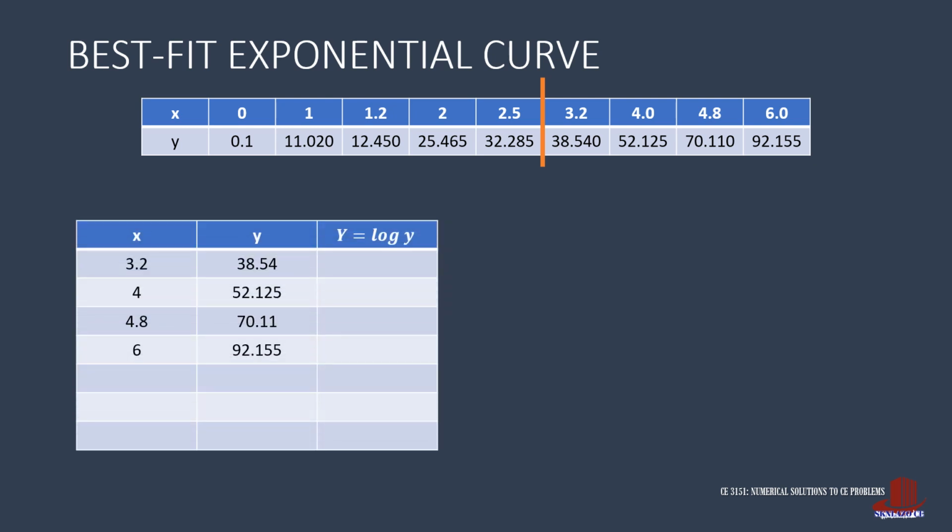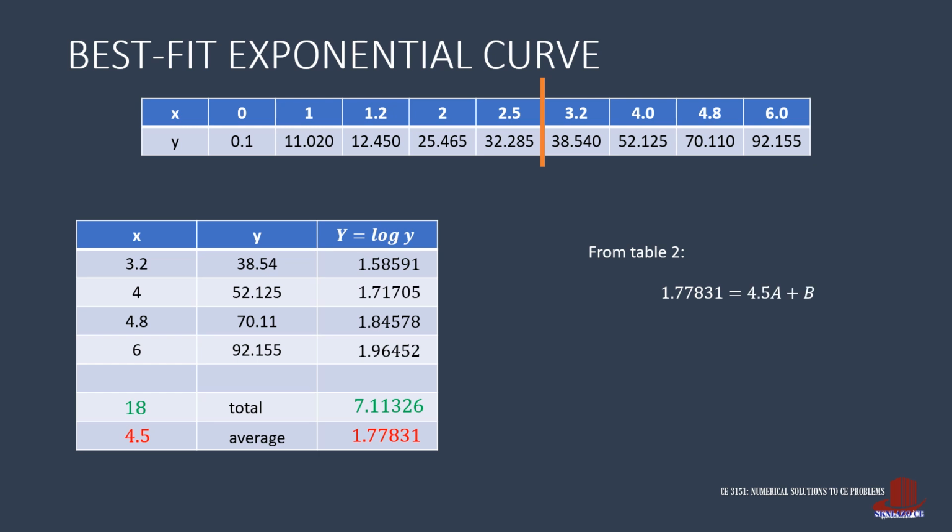The second table is filled out similarly, where the third column has capital Y, which is the logarithm of y. Taking the total, x is added together to have 18, and capital Y becomes 7.11326. Take their average, that is 18 divided by 4 is 4.5, and 7.11326 divided by 4 as 1.77831. The second equation is then 1.77831 as equal to 4.5a plus b.